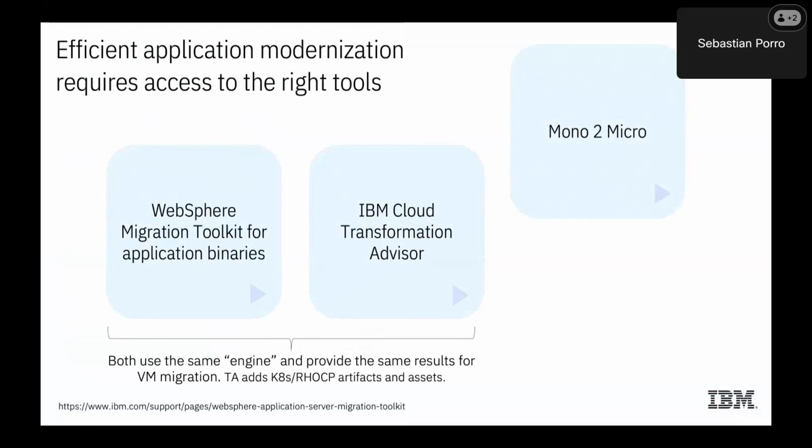But we also provide a tool called Mono to Micro that will help developers to decompose monolithic applications into microservices. And more recently, we added to this portfolio Watson Code Assistant that leverages artificial intelligence, generative artificial intelligence, to address all the code lifecycle management that is embedded in many of these modernization journeys.